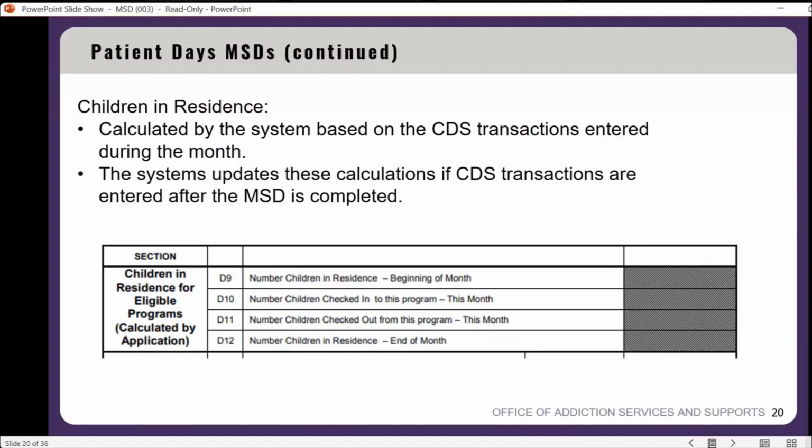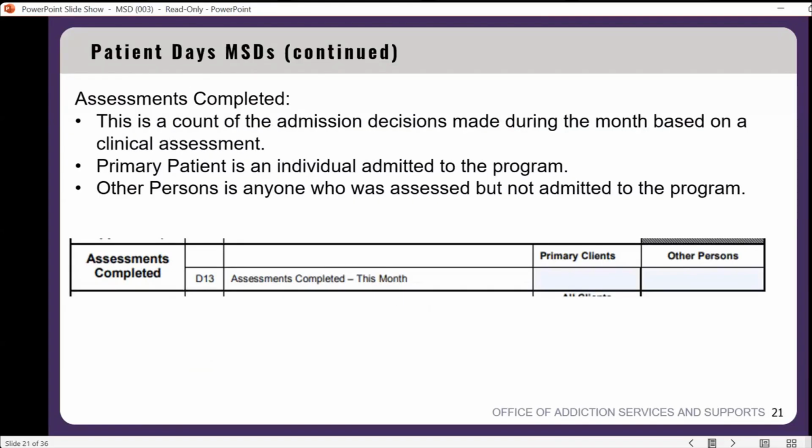Children and residents: calculated by the system based on the CDS transactions entered during the month. The system updates these calculations if CDS transactions are entered after the MSD has been completed. Assessments completed. This is a count of the admission decisions made during the month based on a clinical assessment. Primary patient is an individual admitted to the program. Other persons is anyone who is assessed but not admitted to the program.